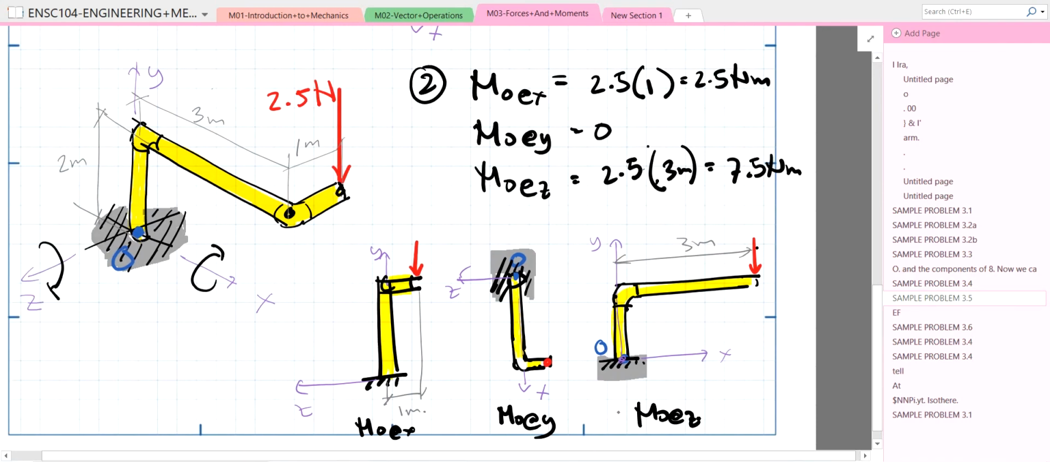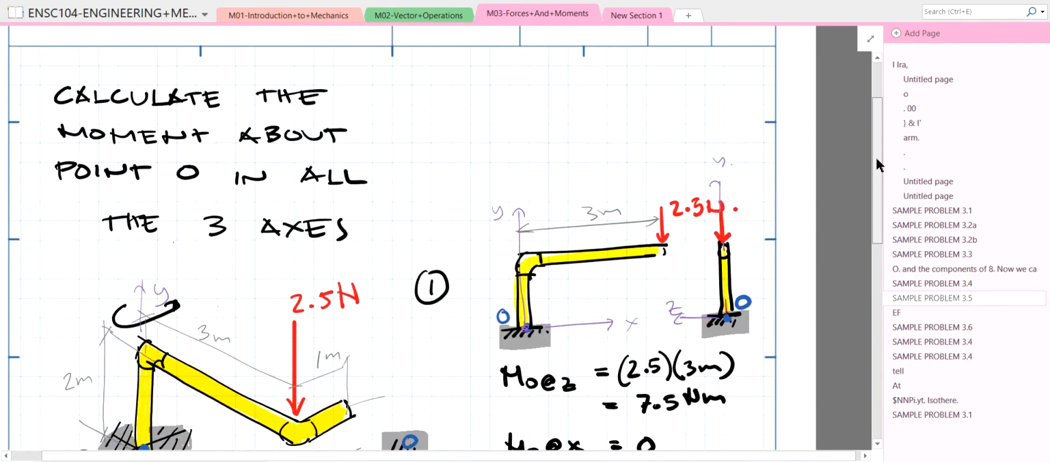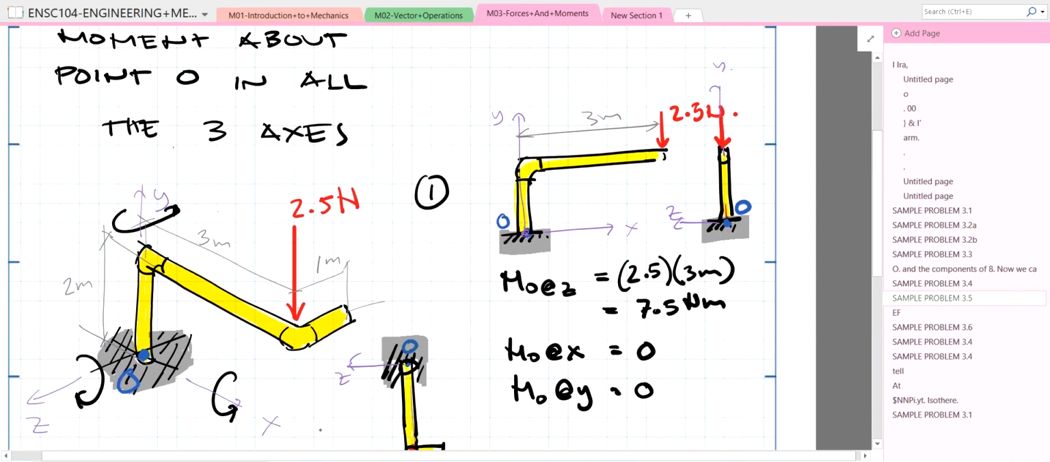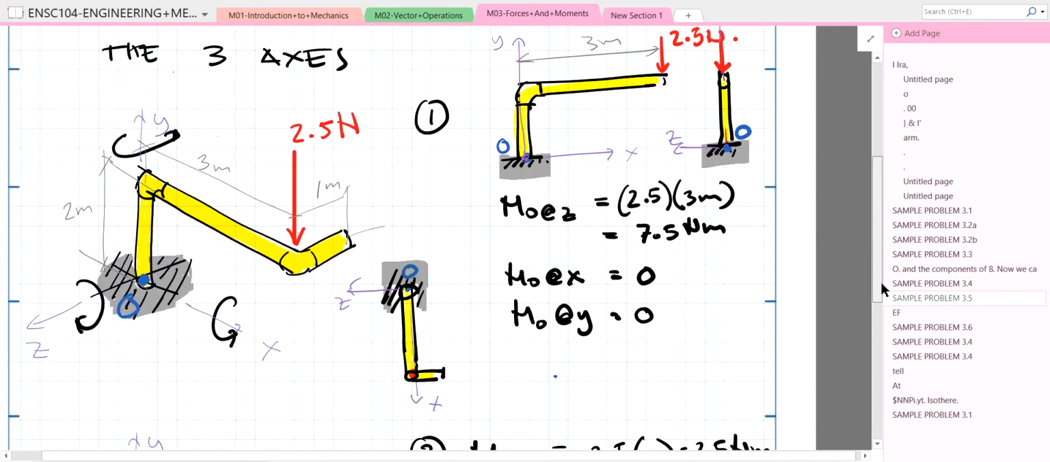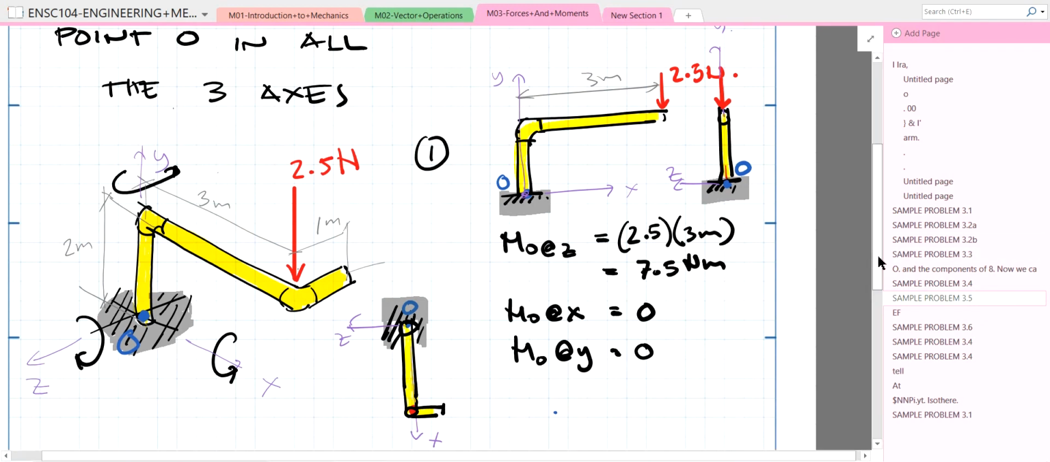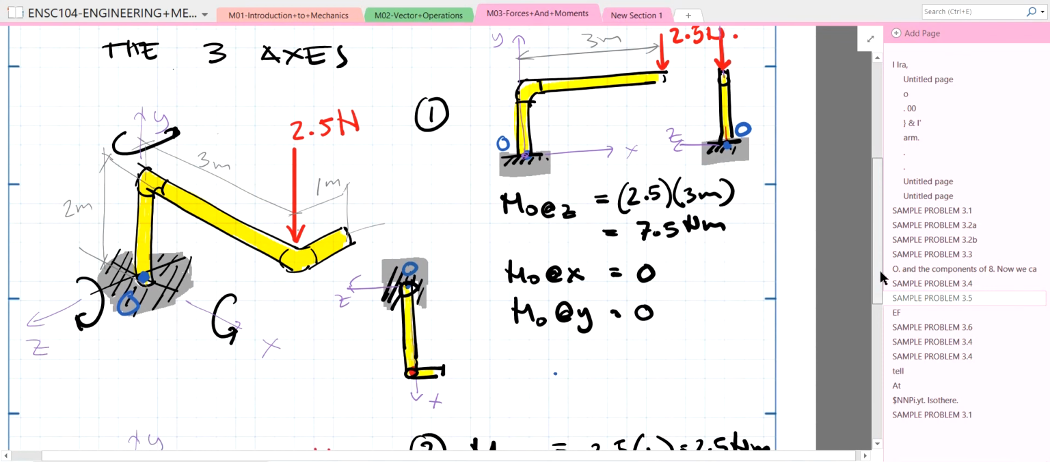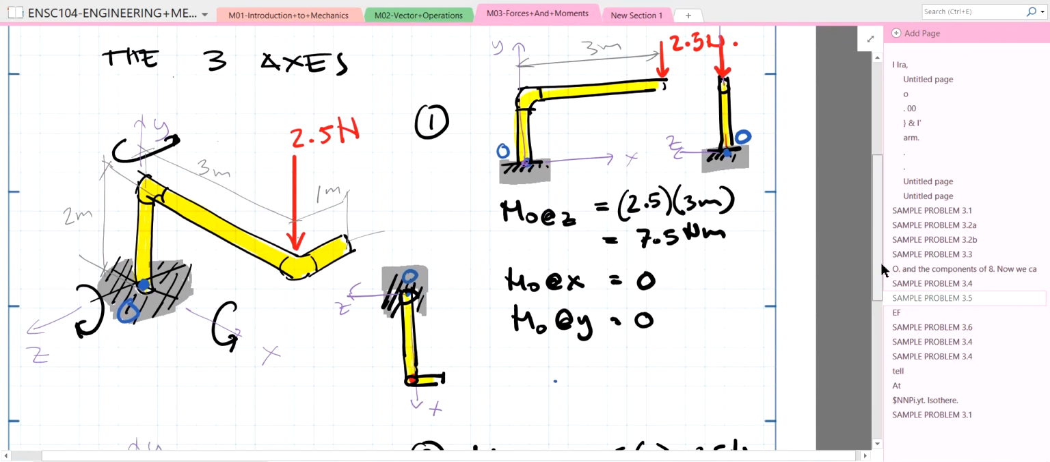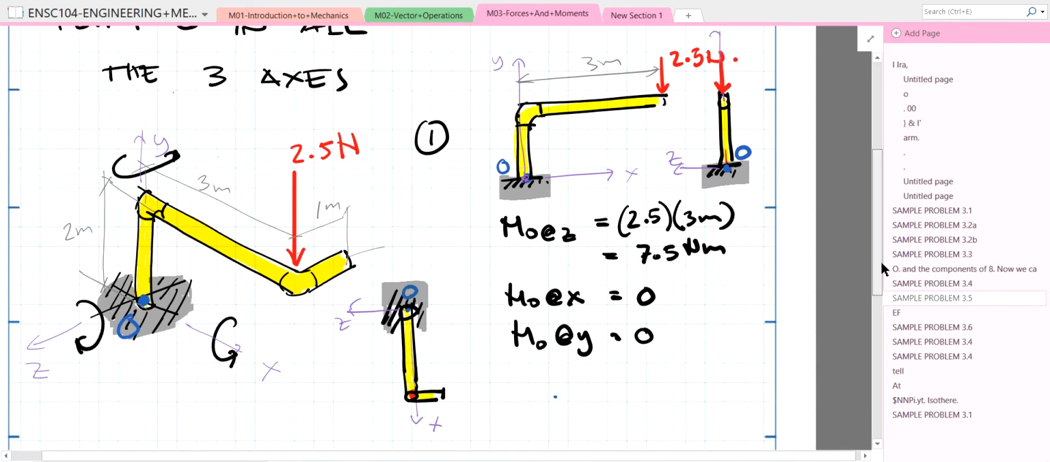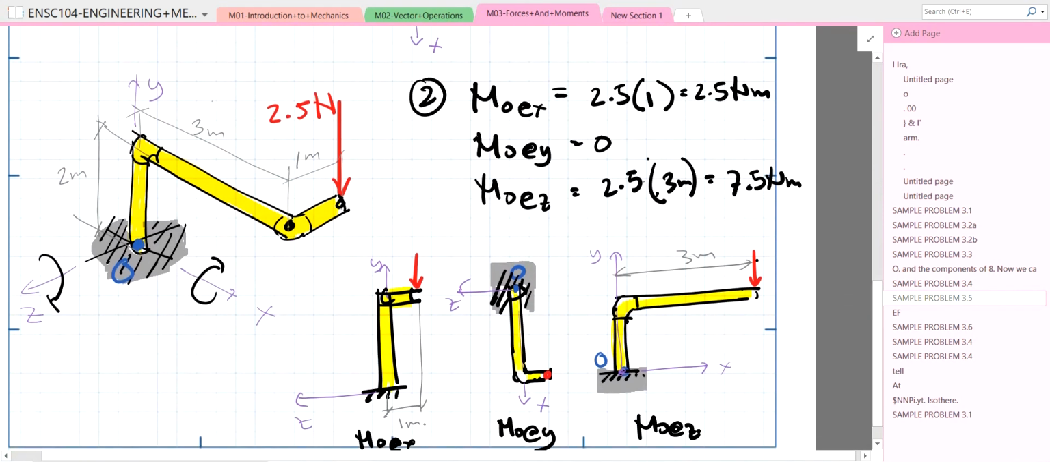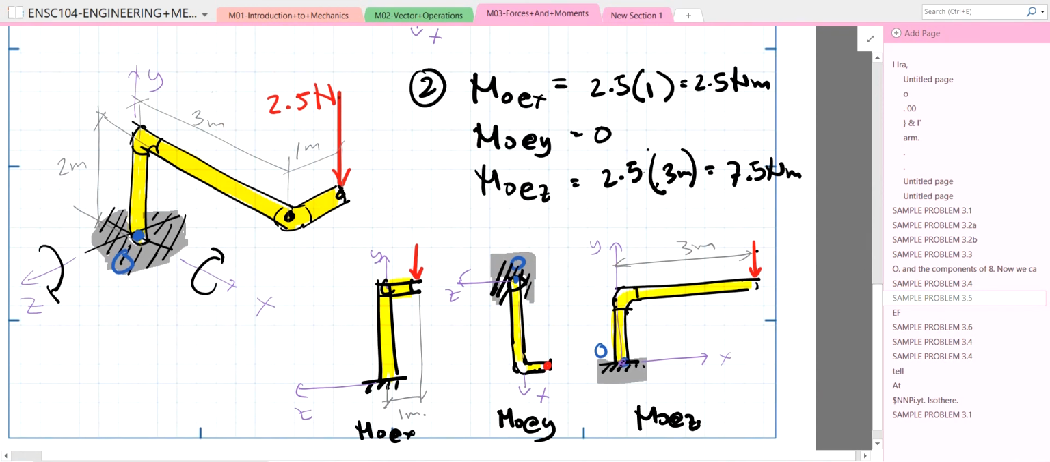Right, so that's how we solve it in three dimensions. For the first case, this can be resolved into a 2D plane problem because it just lies in the XY plane. The rotation will be along the Z axis. Along X and along Y there is no rotation because no force has a perpendicular distance. In case number 2, because the force is shifted from this point to that point, that will cause a rotation.